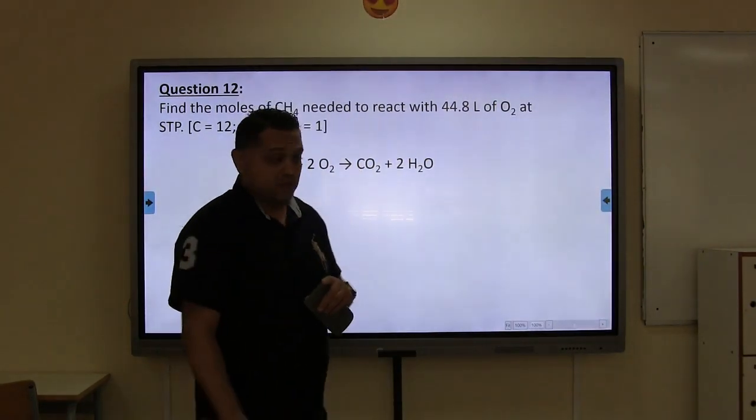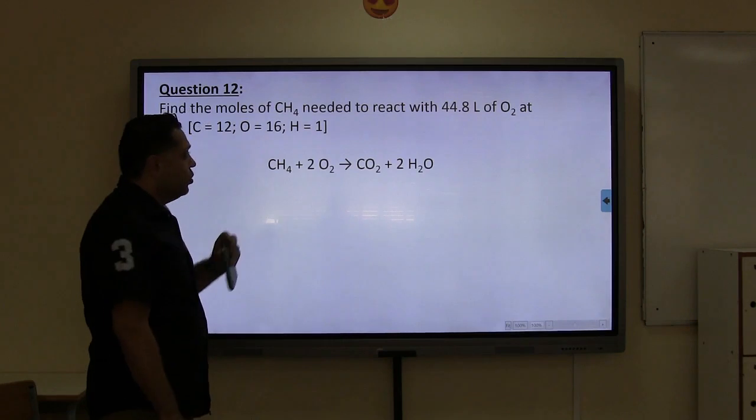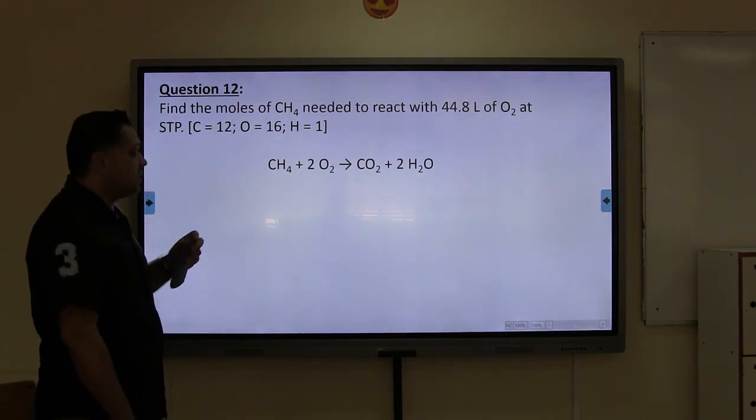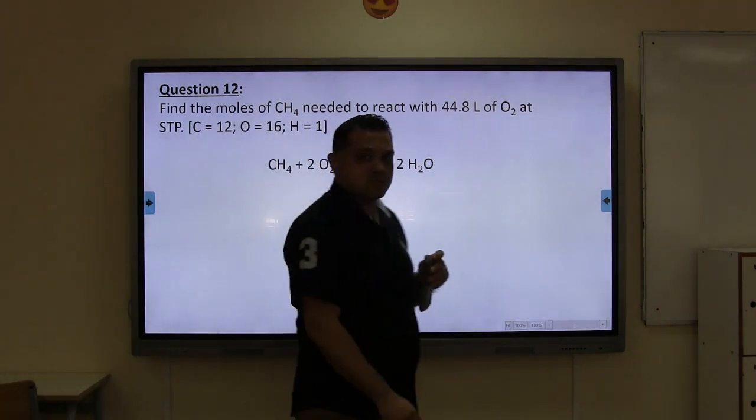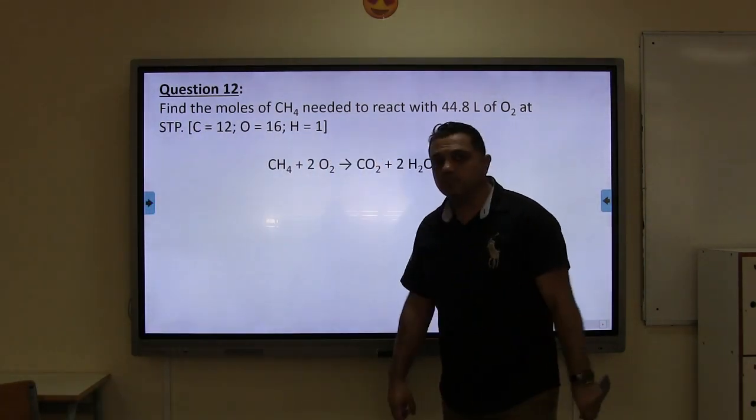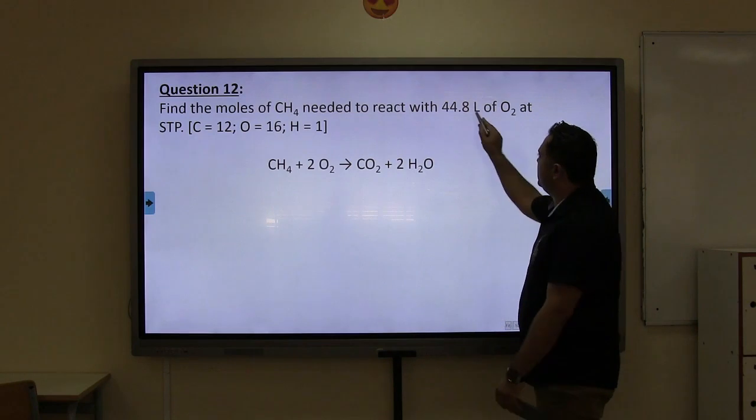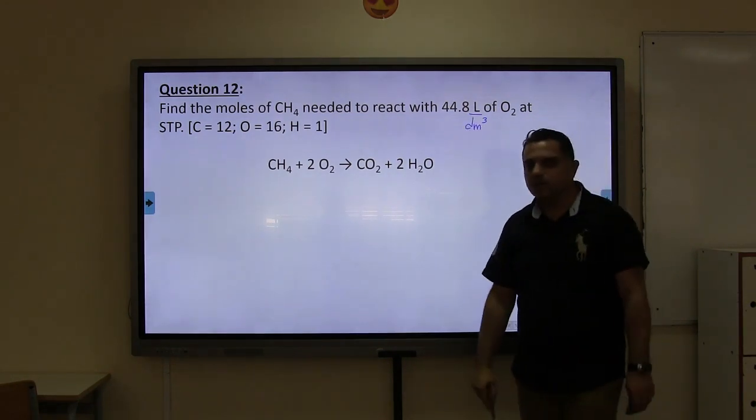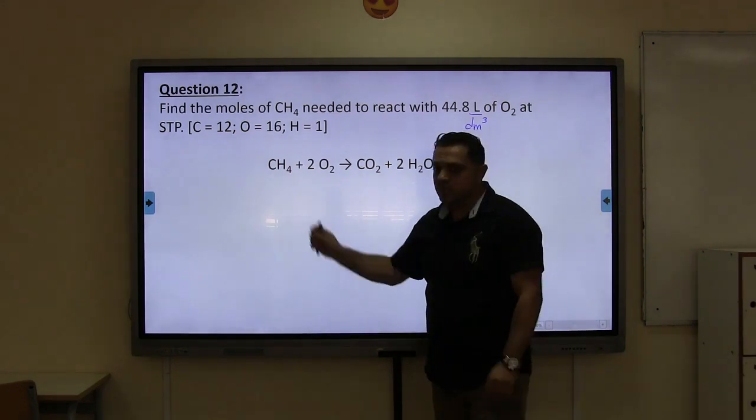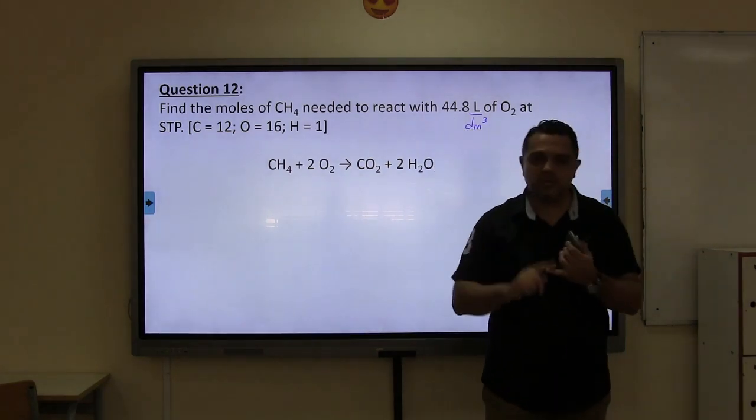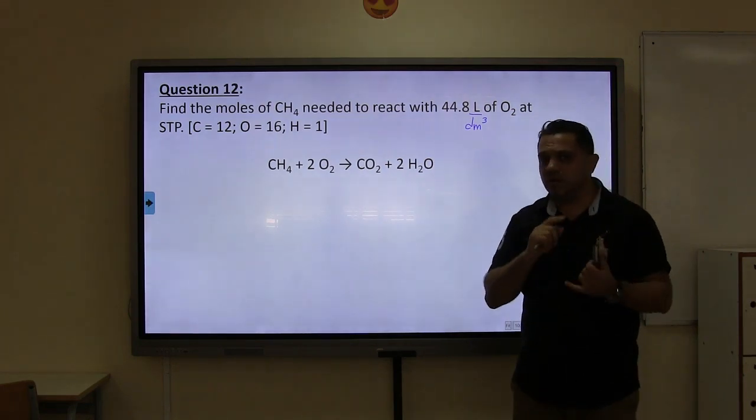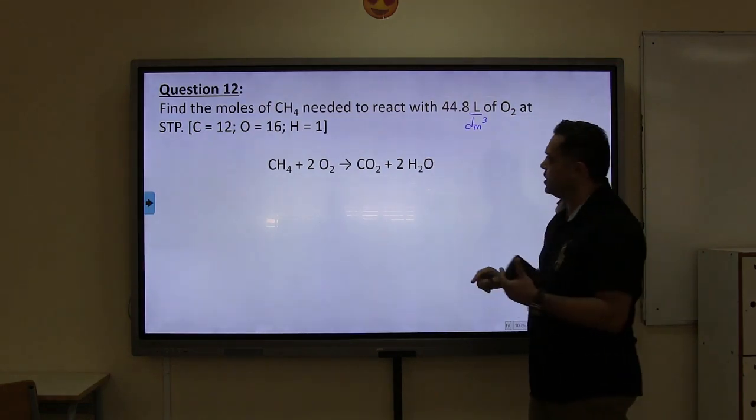In question number 12, find the moles of the CH4 needed to react with 44.8 liters of oxygen at STP. Of course, don't forget that liters is the same thing as decimeter cube. Again here, we need to check the reaction, check if it is balanced. The reaction is written, we have coefficients, so it is balanced. I need to check the unknown and also the given.